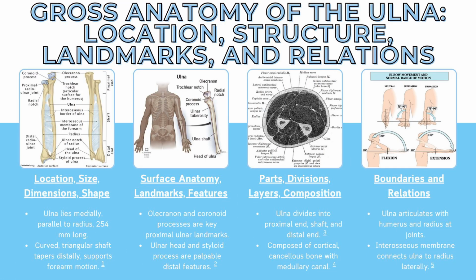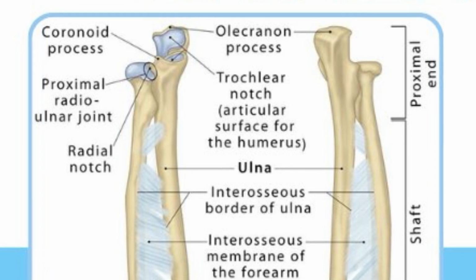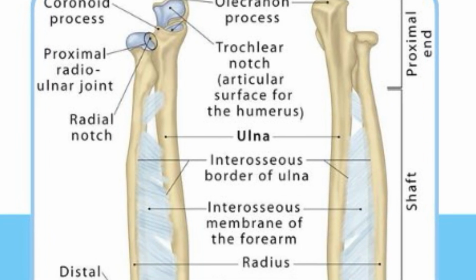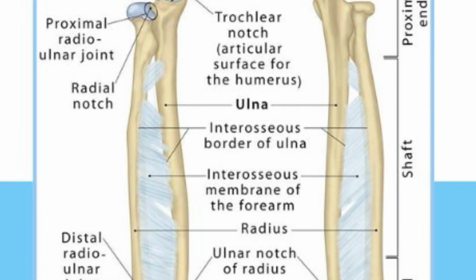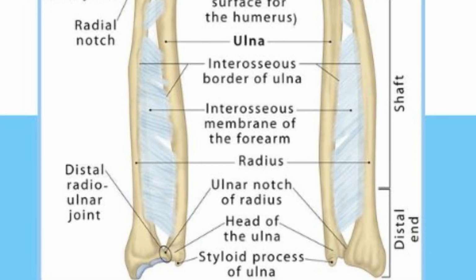The ulna, one of the two long bones in your forearm, sits on the medial side, running parallel to its partner, the radius. It's the longer of the pair, stretching about 254 millimeters in adults, roughly 10 inches. This slender bone has a gentle curve with a proximal dorsal angulation of about 6.4 degrees and a varus angulation of 12.4 degrees, giving the forearm its distinctive shape and aiding its flexibility for movements like rotation.